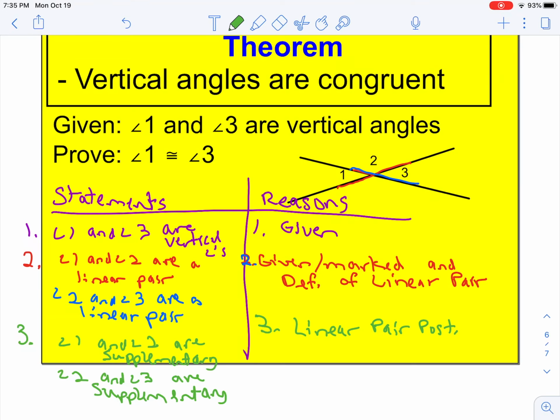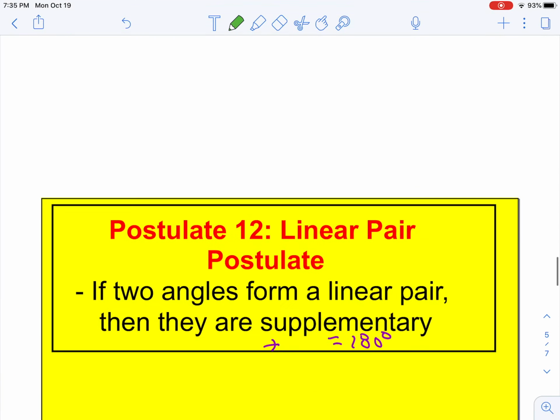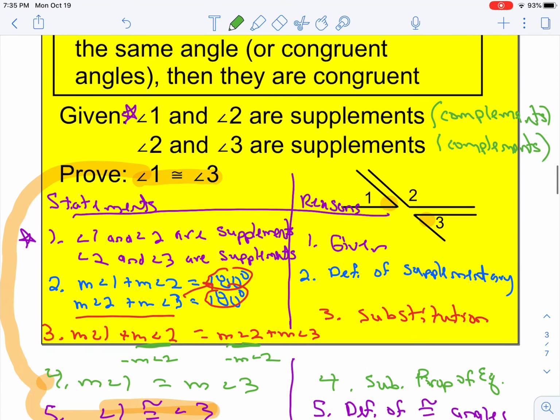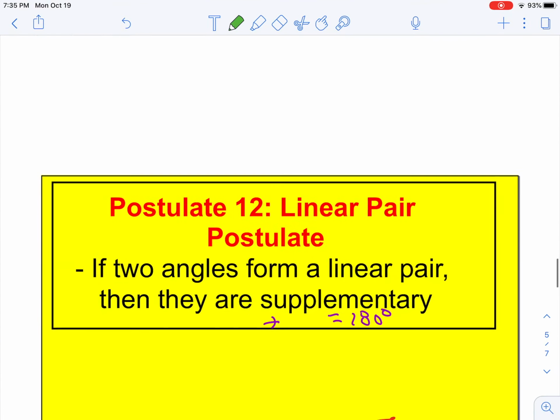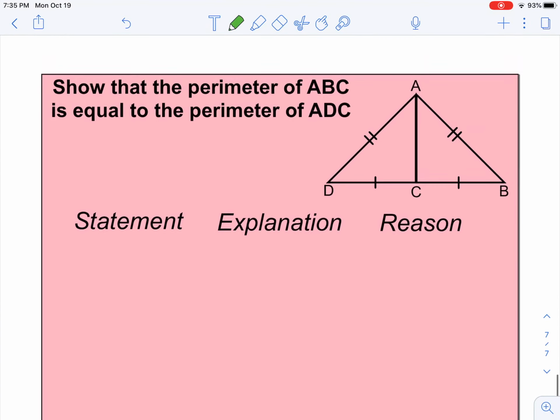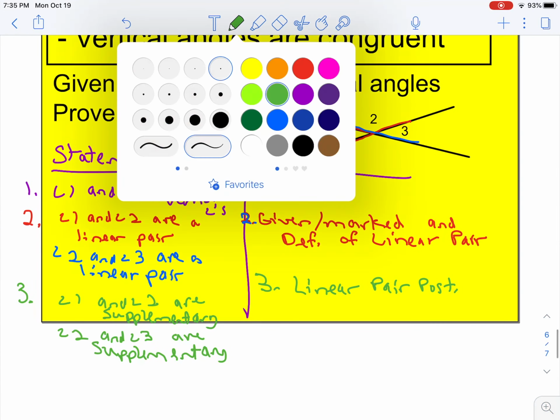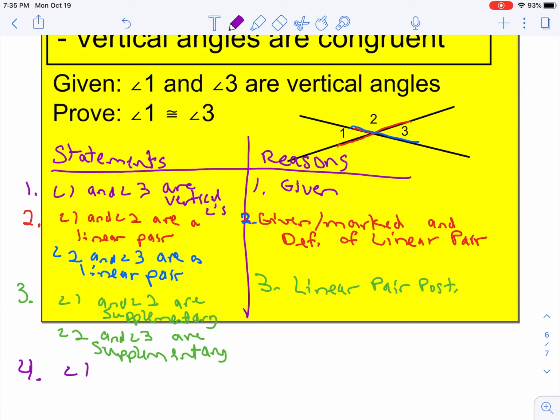Well, then we can scroll back as well. If two angles are supplementary to the same angle, then they are congruent. That's our congruent supplements theorem that we just proved. So I can actually jump to saying that angle 1 then is congruent to angle 3. And the reason is the congruent supplements theorem that we already proved.